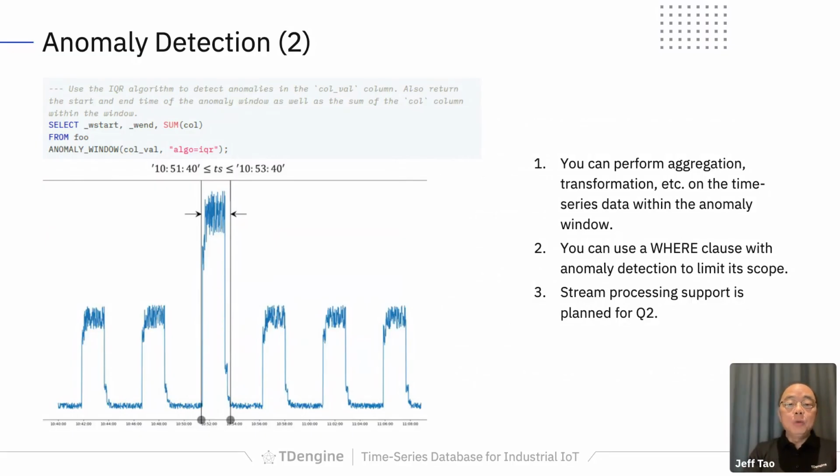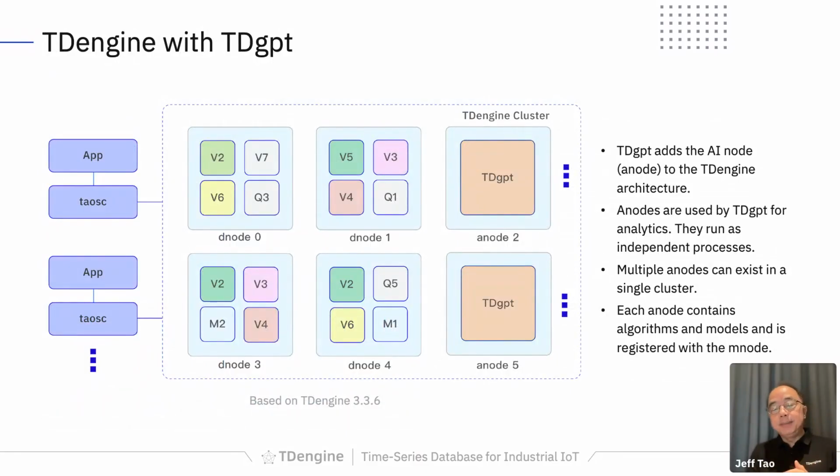Now, how does TDengine with TDgpt work? If you have read our documentation about TDengine before, you will know TDengine is a distributed solution. We have the D node, called the data node. Inside the data node, there are the V node, M node, and Q node. The V node is for data sharding, the M node is for management, and the Q node, called the query node, is for queries.